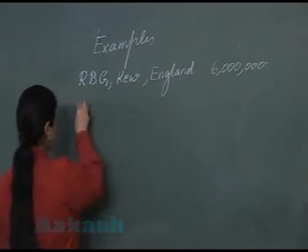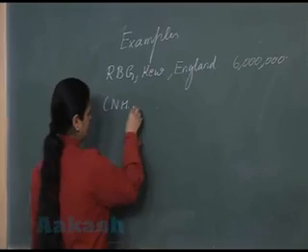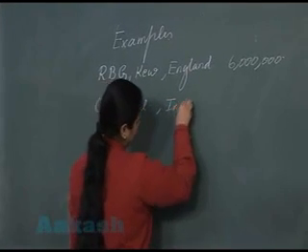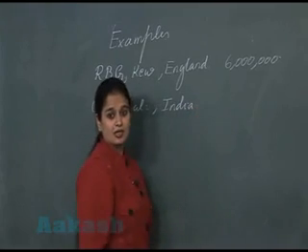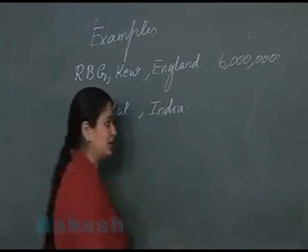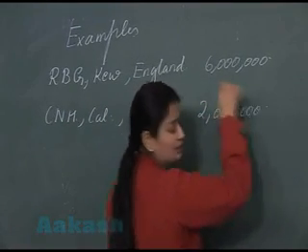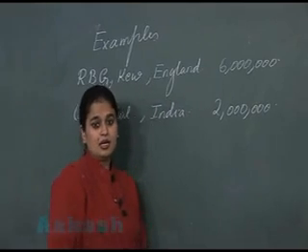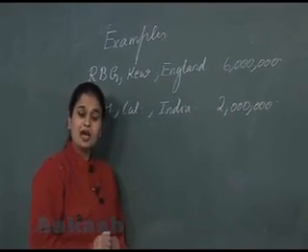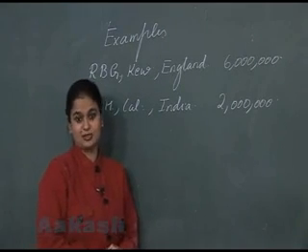Next one, CNH, that is Central National Herbarium. This is in Calcutta, India. Now the number of specimens which are present in this Central National Herbarium is around 2 million. Now what are the uses of herbarium? One, the herbarium helps in accurate identification of plant species.